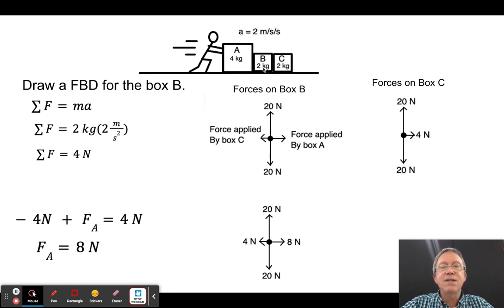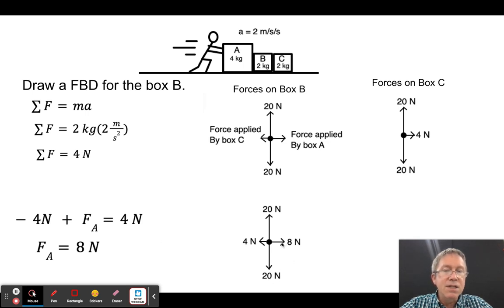All right. Now, how hard is box A pushing on B? I know that 2 times 2 is 4 newtons. That's how much net force it takes to make this accelerate at 2, right? So the sum of the forces has to add up to 4 newtons. I know that I have negative 4 caused by box C. So negative 4 plus the force applied by A is going to equal 4. When I solve that, I get 8 newtons.